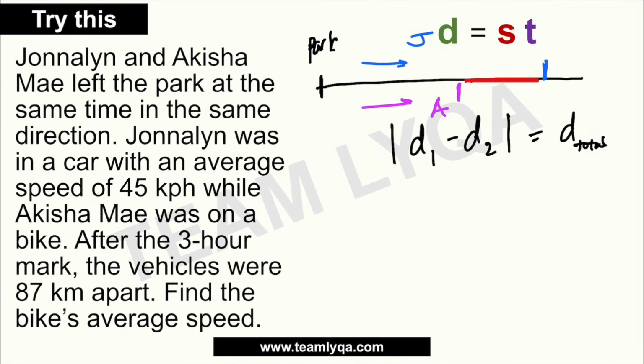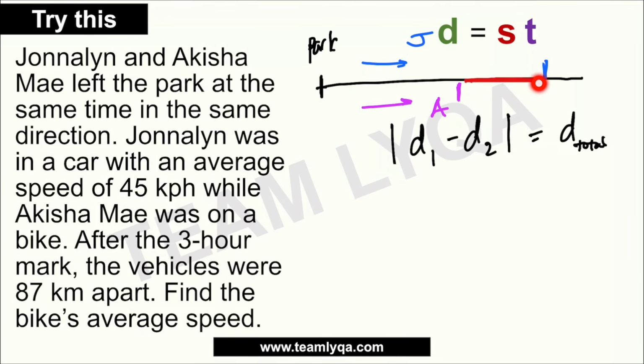Ang absolute value, and again, may video na ako nito. If hindi nyo pa napapanood, ililink ko na lang din sa taas. Ang ibig sabihin nito is that kung ano man yung nasa loob, kung negative man siya o positive, mawawala yung sign. Basically, magiging positive siya. Okay? So, mawawala yung pagiging negative niya. Bakit ganito yung formula nito? Kasi, technically, hindi tayo sure kung alin ang mas mahaba, yung distance 1 or distance 2.